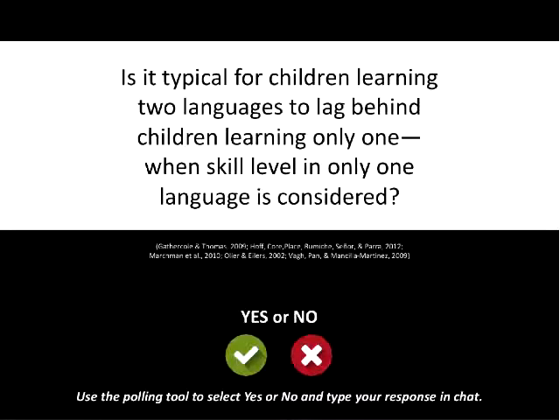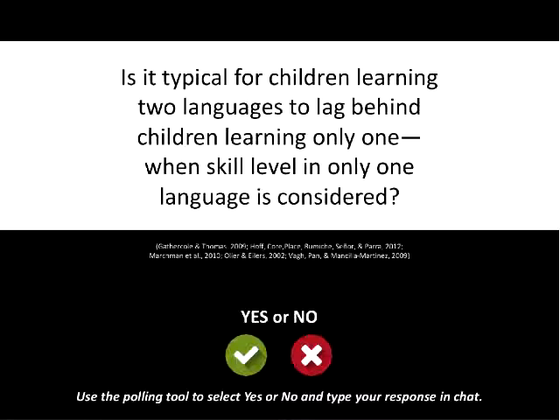So we're going to return to this question. Is it typical for children who are learning two languages to lag behind children who are learning only one language when skill level in only one language is considered? And so here we have another yes/no quiz. Based on what I just told you, do you think the answer to this question is yes or no? You can use the checkbox right under your name.